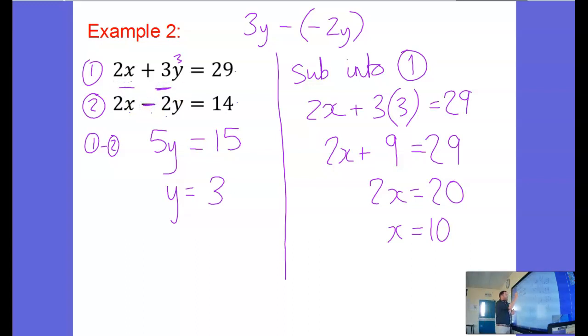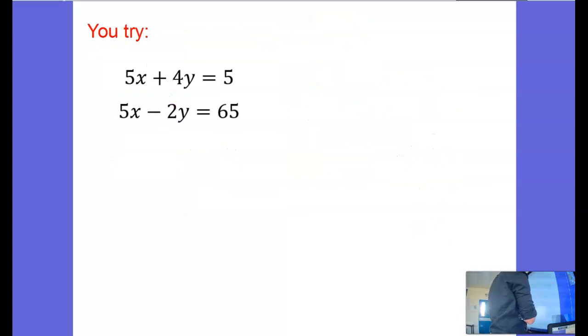Okay, so at the start here, when you see a negative, I would get into a good habit of putting minus, minus, minus. 2x minus 2x. 3y minus 2y. Really common mistake. Here's one for you to try. So, equation 1, equation 2, and I'll leave you to decide. You can do 1 minus 2 or 2 minus 1. Up to you. Give it a go. Pause the video.